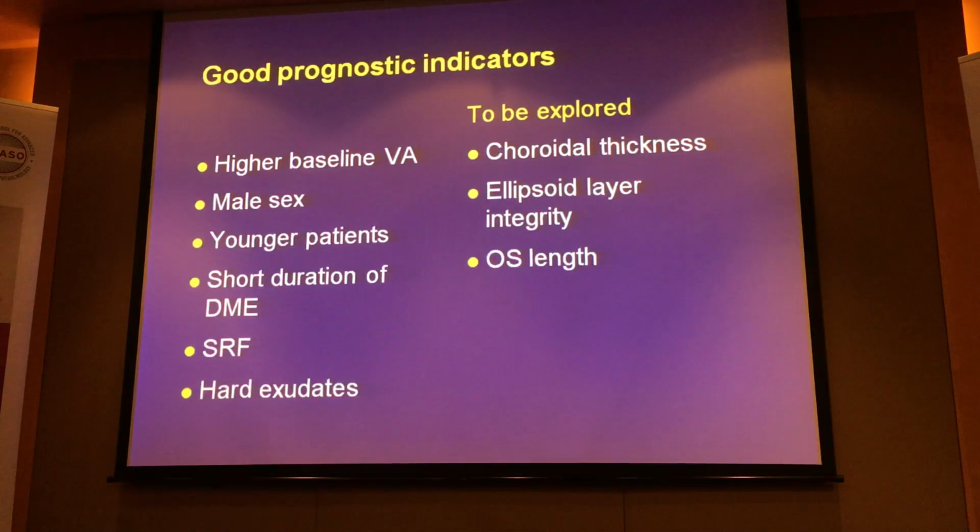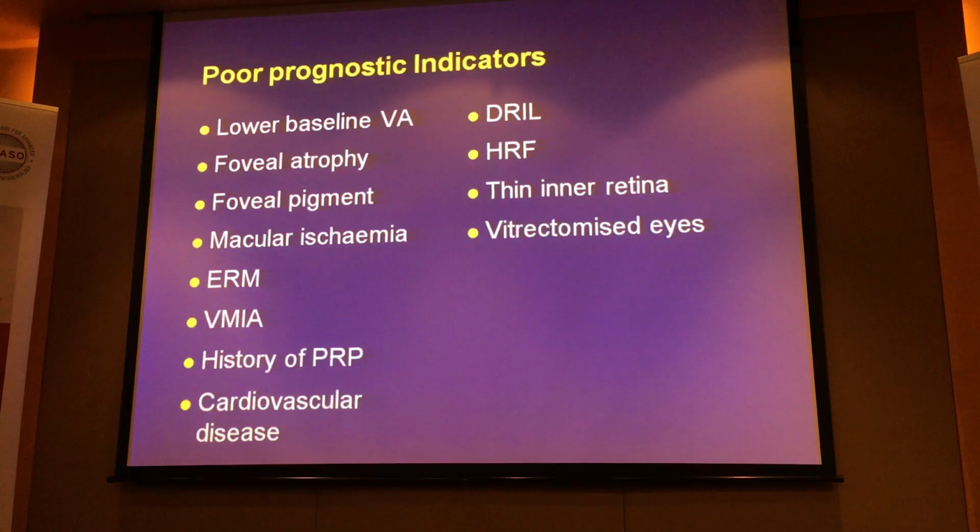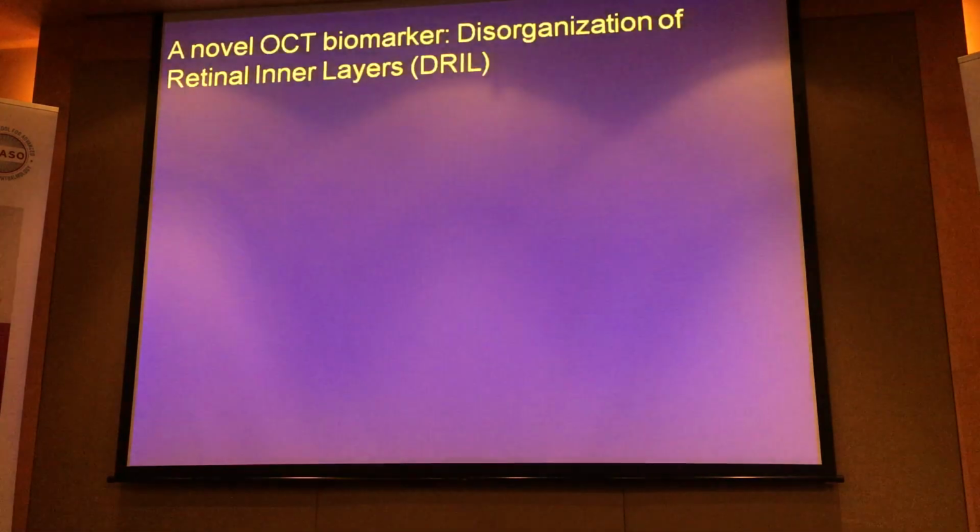The other factors are still uncertain: choroidal thickness, ellipsoid layer, OS length. But these are the poor prognostic factors. I just want to highlight a few. DRIL, D-R-I-L. Anyone knows what that is? Fantastic. Great audience. DRIL: disorganization of retinal inner layers.